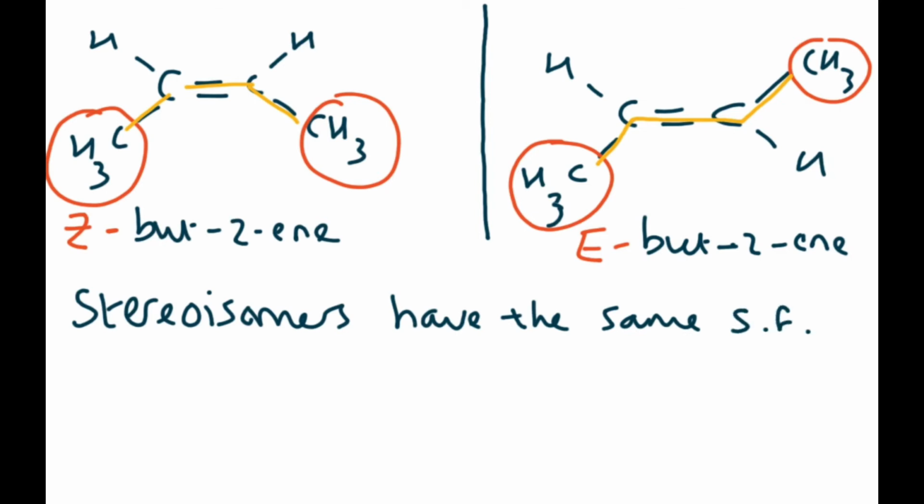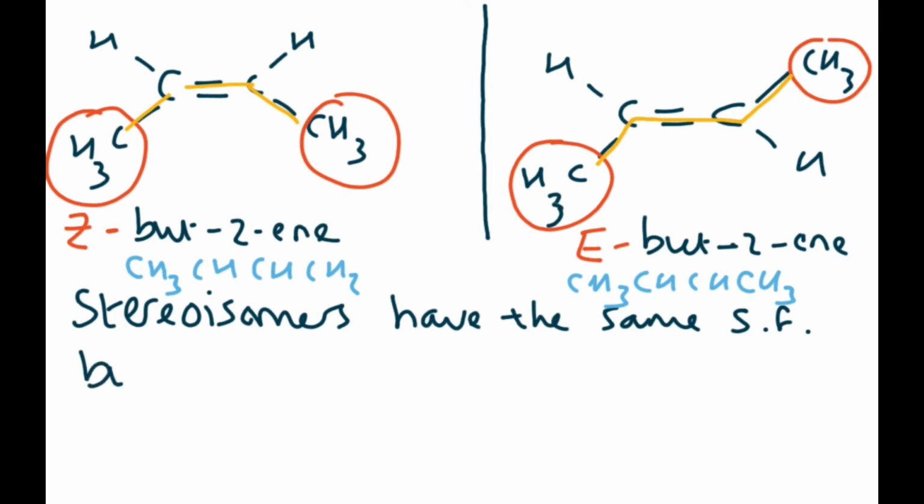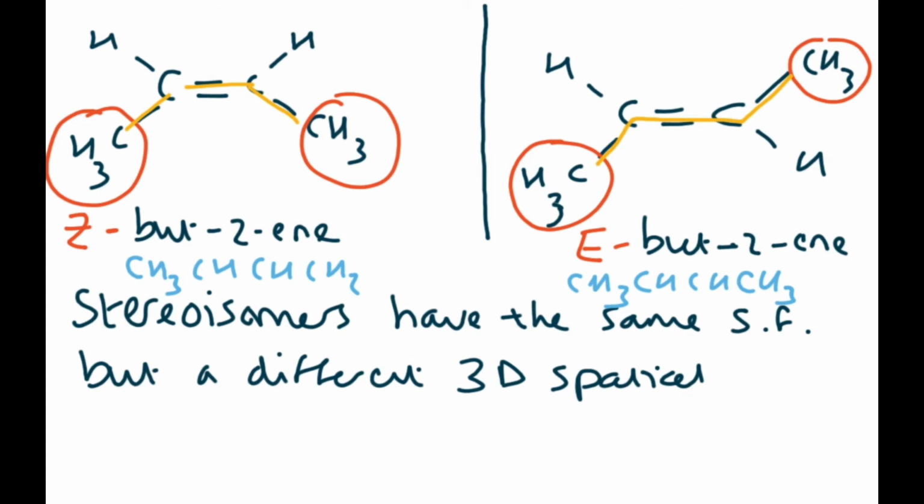The structural formula. So for Z-butene here, it's going to be CH3, CH, CH, CH3, and then for E-butene, it's going to be CH3, CH, CH, CH3. So there they have the same structural formula, but a different 3D spatial arrangement. Different arrangement around space. Okay, because the CH3s are on opposite sides. And that is called stereoisomers, stereoisomerism.